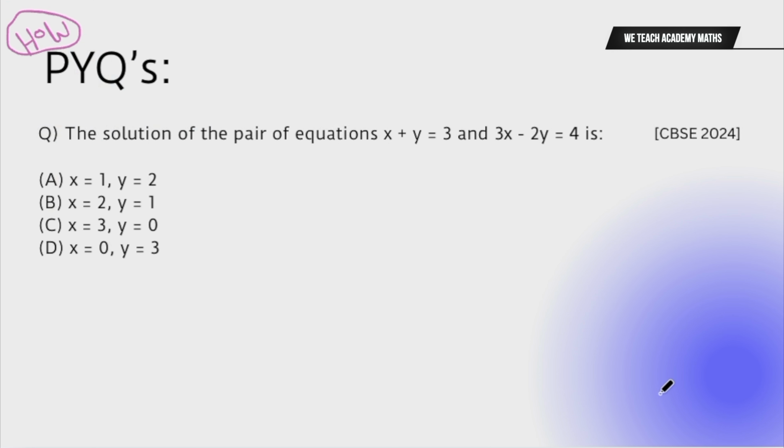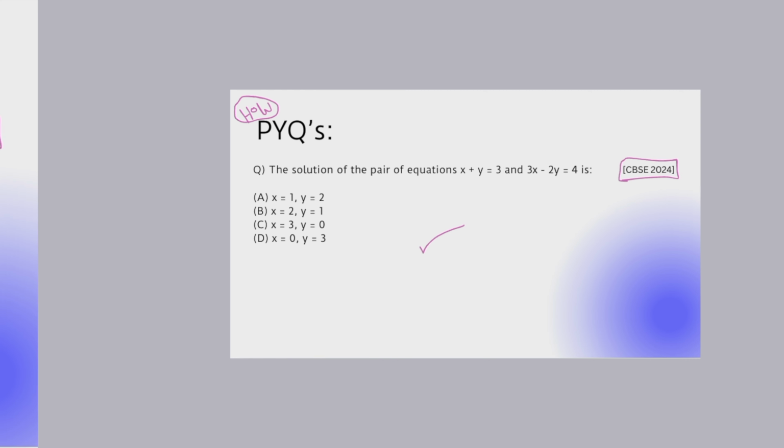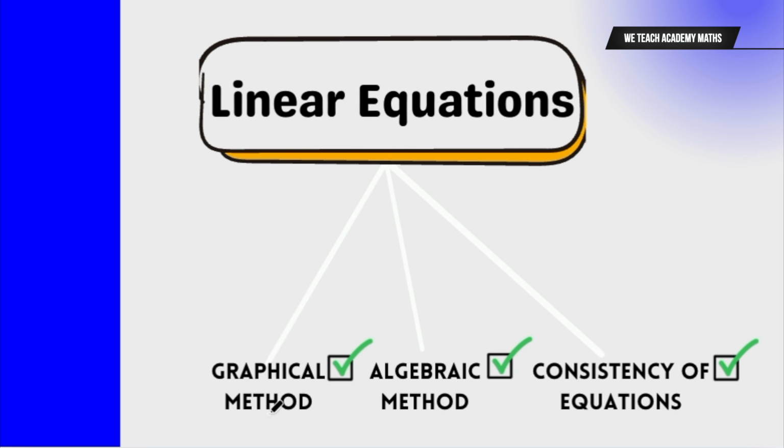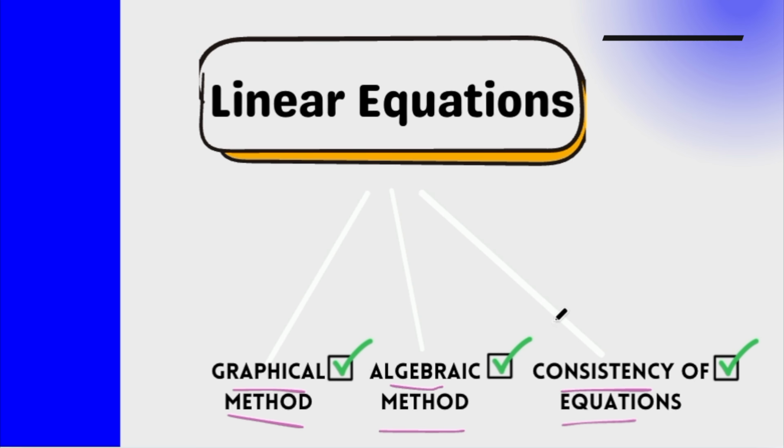Another question, this is also an MCQ based question and it's again very simple. I had also given this as a homework question, so do solve it and let me know the answer in the comments below. This is also important because it had come in the CBSE 2024 question paper. So just like that, we complete all three kinds of topics in linear equations. We complete graphical method, algebraic method and consistency of equations. In the following lecture, we will be completing some case based and some word problems.